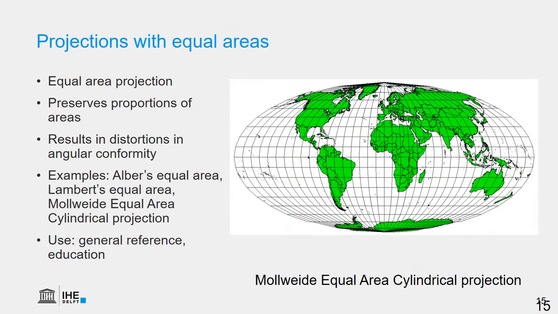So there are also projections with equal areas, where the areas are more proportional. So here we see the Mollweide equal area projection, where Greenland is now more proportional to the continent of Africa, but it gives a lot of distortions in shapes, in the angular conformity. These maps are often used in maps for education or as a general reference.